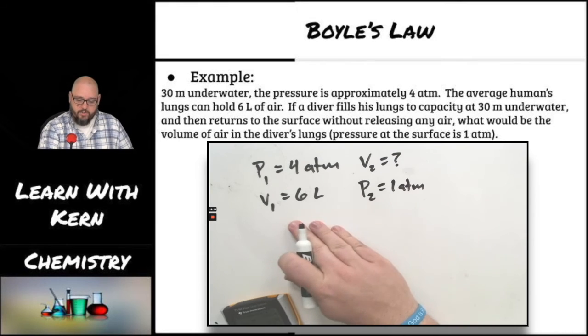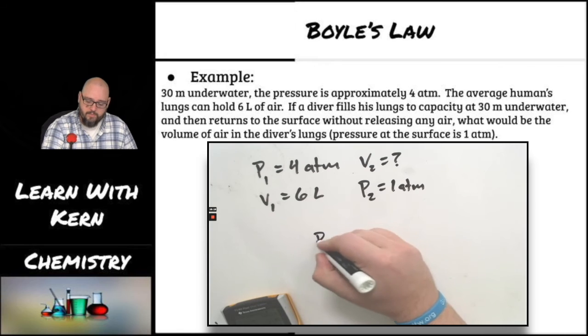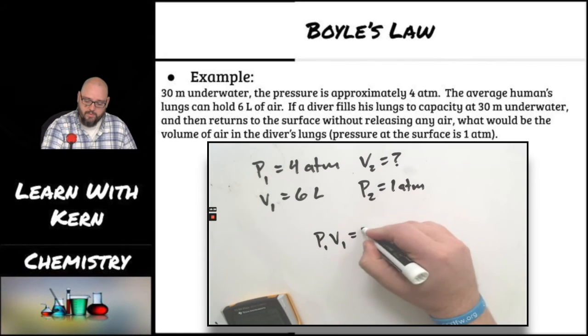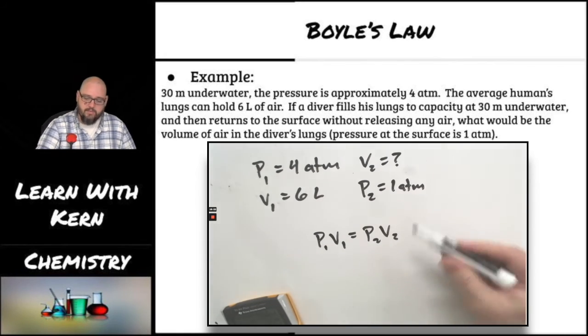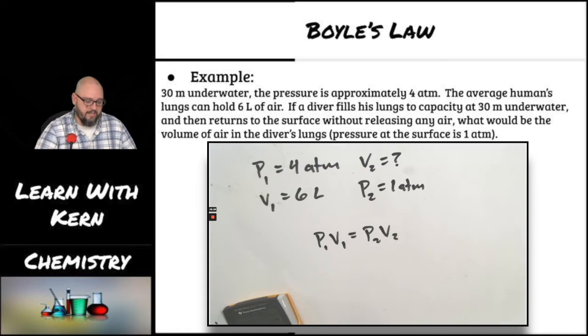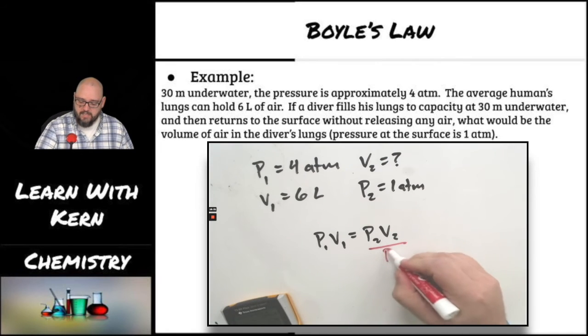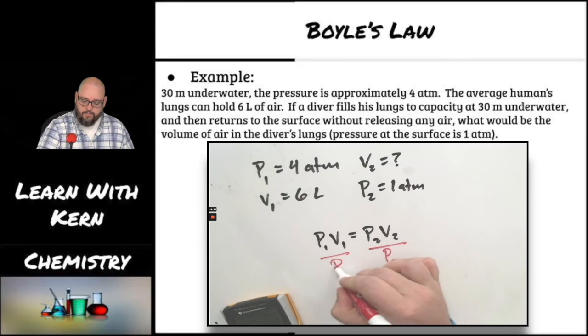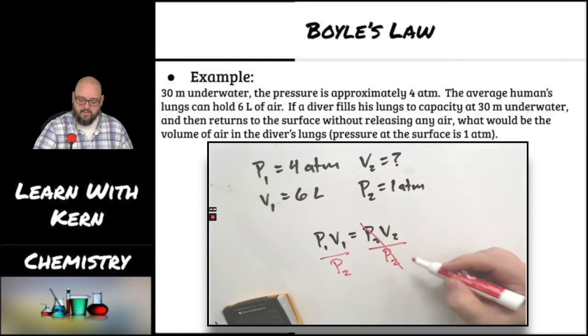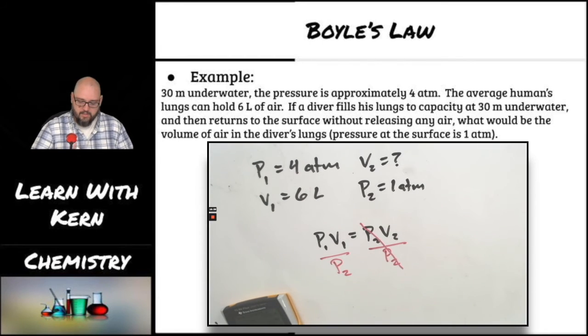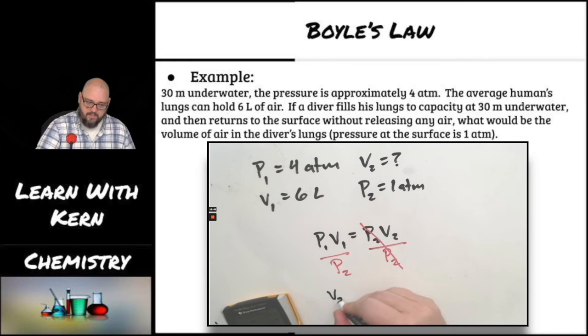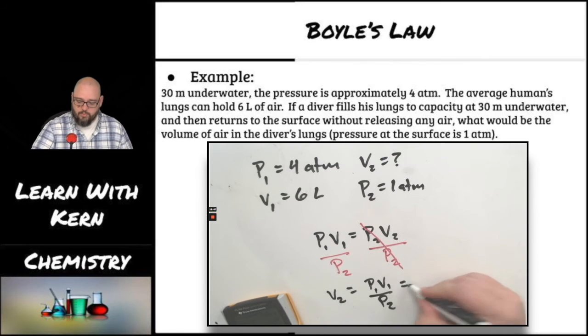So we have pressure, volume, pressure, volume. So P1 times V1 equals P2 times V2. To solve for V2, I need to get V2 by itself. So I have to move my P2. So I'm going to divide both sides by P2. And that makes them cancel out over here, and you're left with V2. So V2 equals P1 V1 over P2.